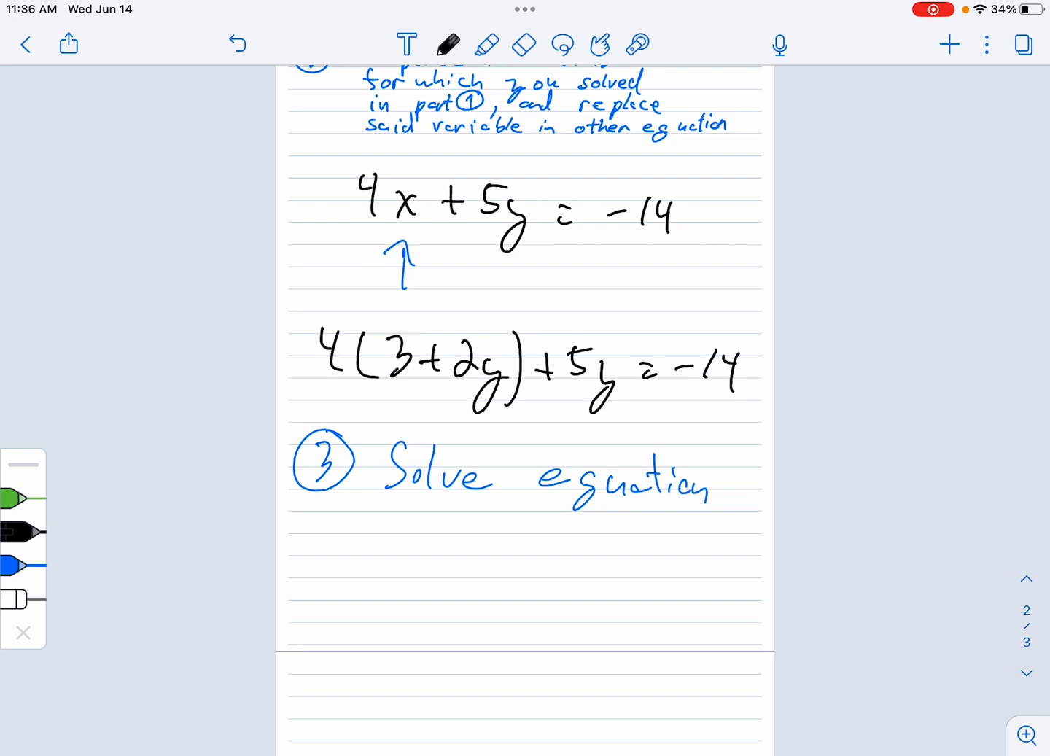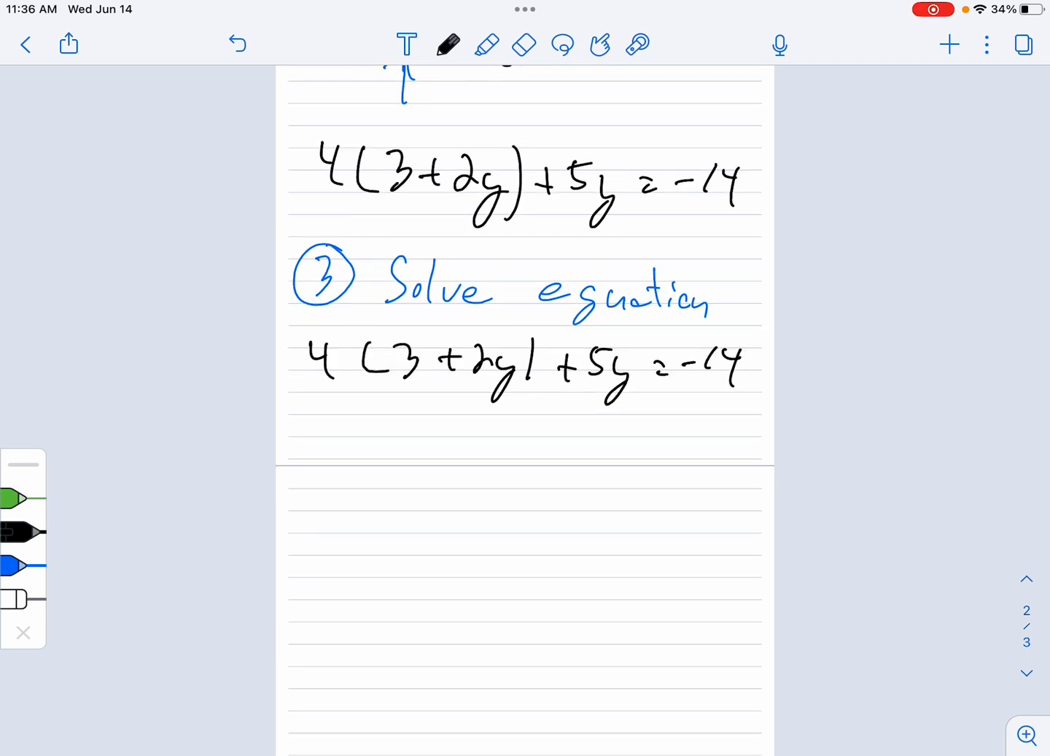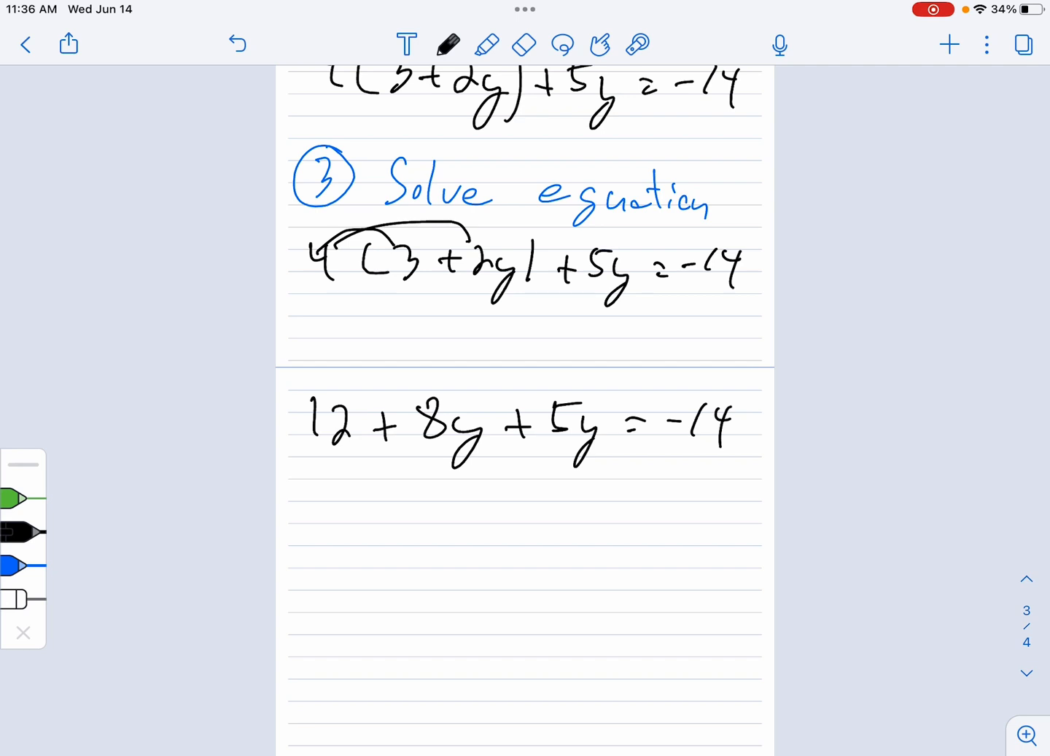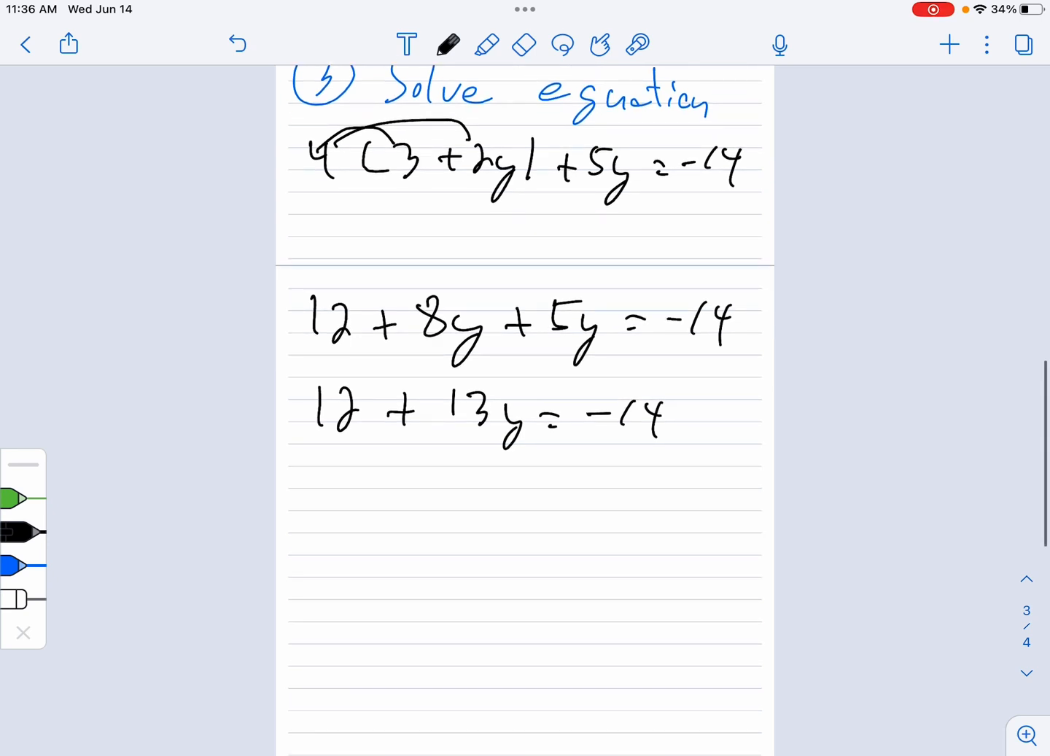And yeah, I'm going to go ahead and do a couple of operations. I'm going to distribute this 4. So you get 4 times 3, 12, plus 4 times 2y, 8y, plus 5y equals minus 14. 8y and 5y are like terms. 8y plus 5y is 13y. Subtract 12 on the other side. And get the y's by themselves, the variables by themselves.